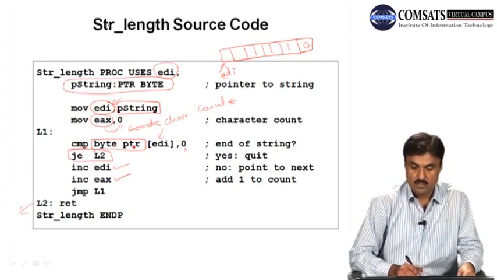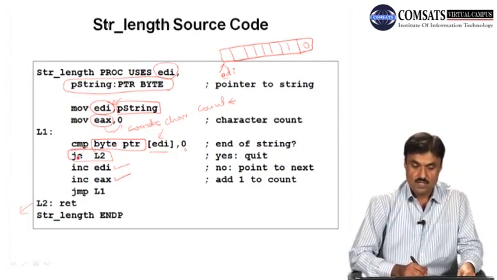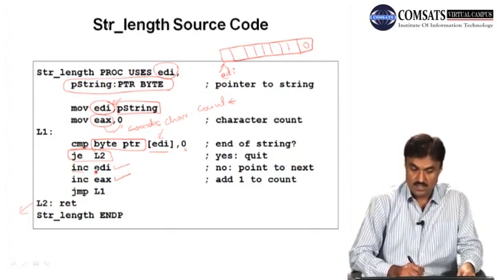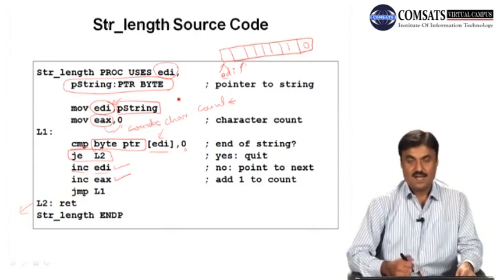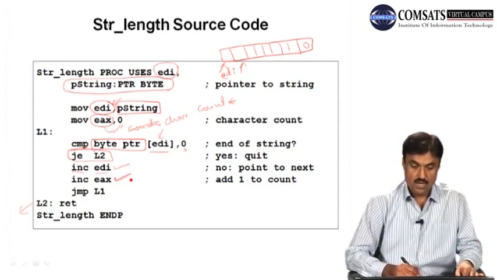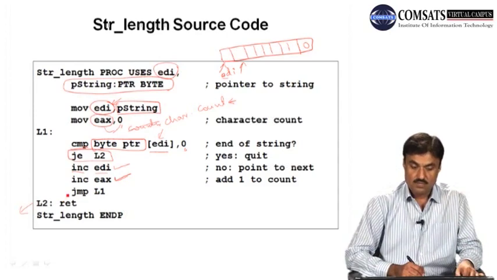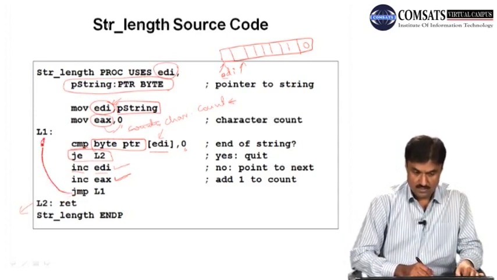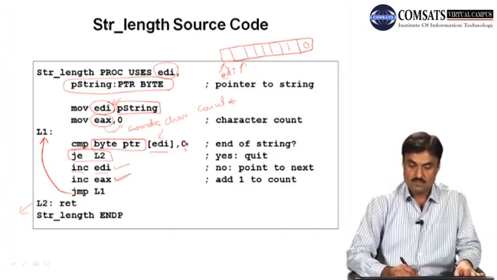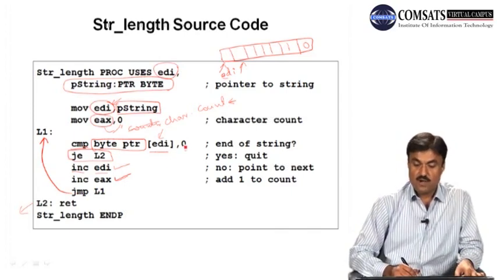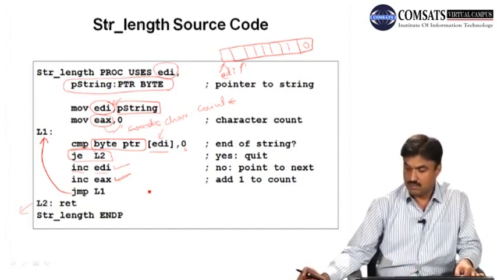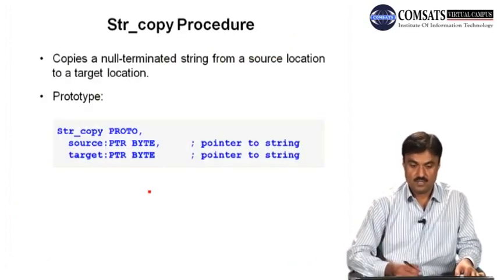We compare the byte pointed to by EDI with zero. If they are equal, we terminate. If they are not equal, we increment EDI, so we compare with the next one. As we increment EDI, we also increment EAX, so we count the number of characters. Then we take an unconditional jump to L1 and compare again and again until we find the zero. EAX then has the number of characters. In this way, you can find the length of the whole string.